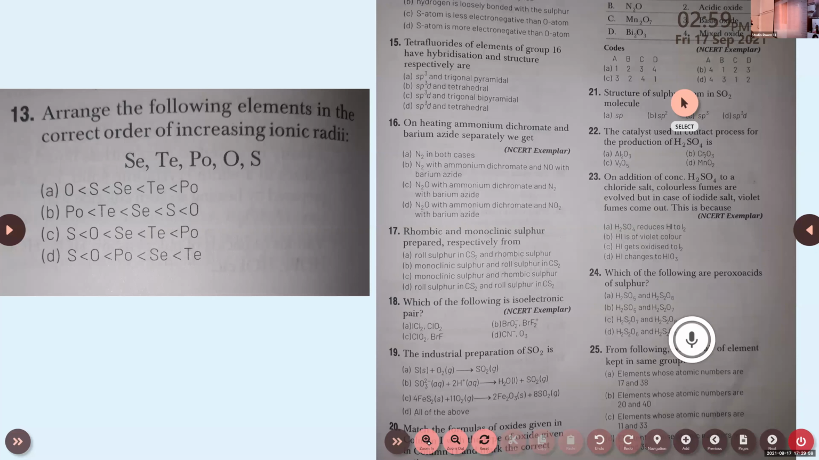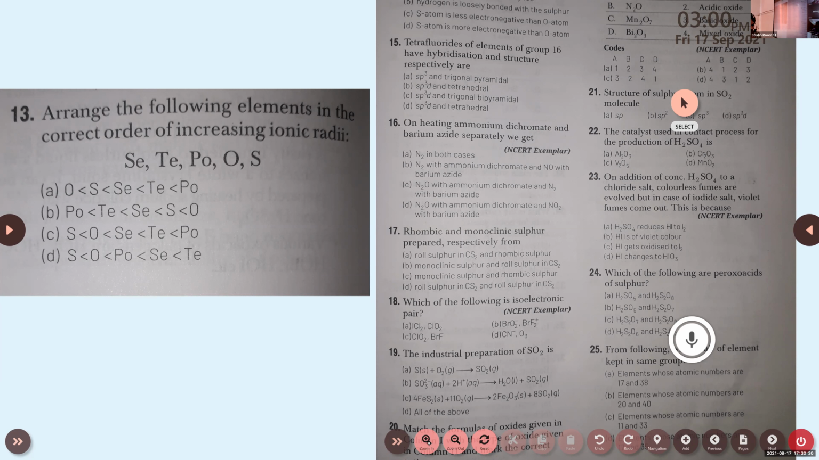So 13th question. Arrange the following elements in the correct order of increasing ionic radii. You know that the elements in group 16 are oxygen, sulfur, selenium, tellurium, polonium, then livermorium. That is not common, that's why it is not mentioned here. So which is the correct order of increasing ionic radii?